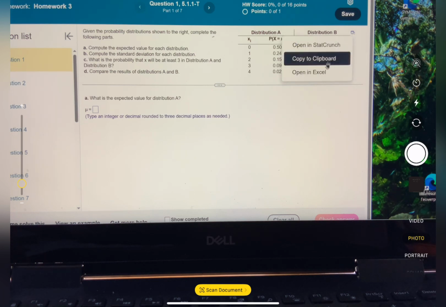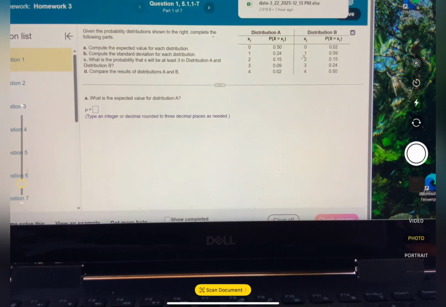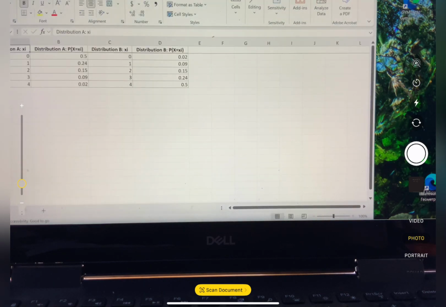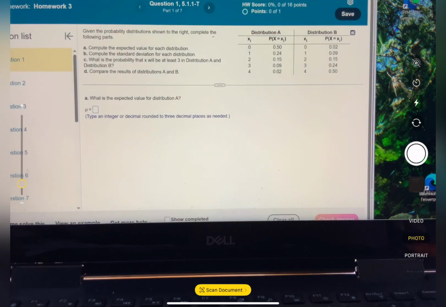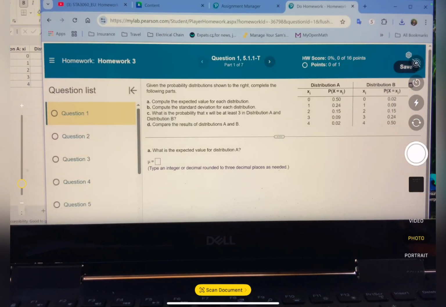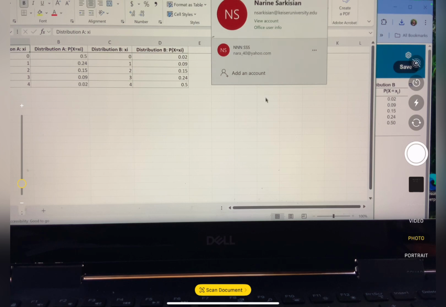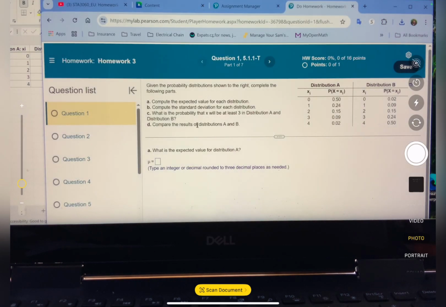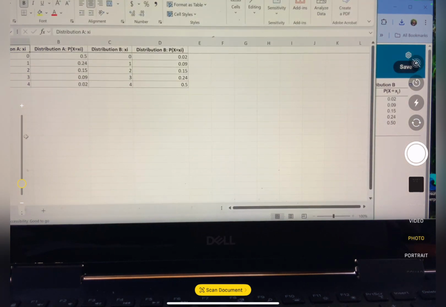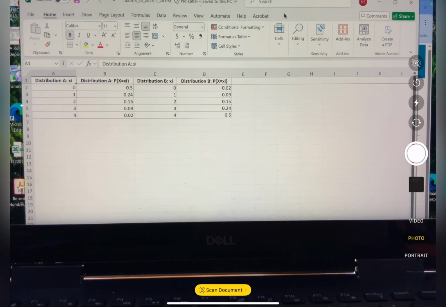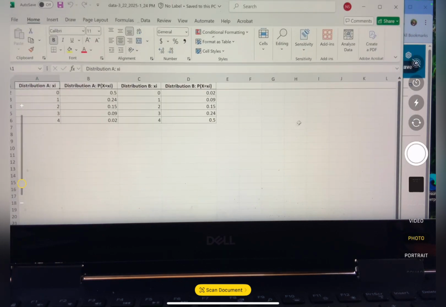So let's move to Excel. There we go. So we need to compute the expected value for each distribution. Expected value is nothing else but the average. Whatever the average is, that's going to be our expected value. So what is the formula for expected value?